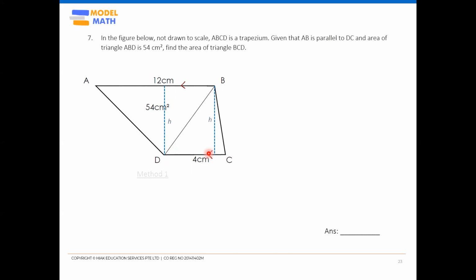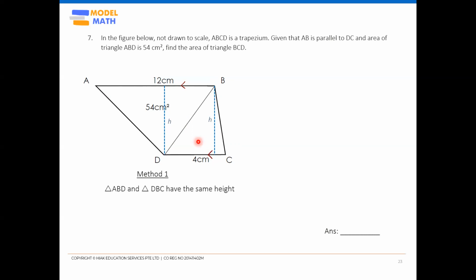Method one is I can use the ratio method. How do I use the ratio method? If you observe both triangles, triangle ABD and triangle BCD, they actually share something in common. What is the thing that they share in common? Do you all realize that they share the height in common? The same height. So they both have the same height.